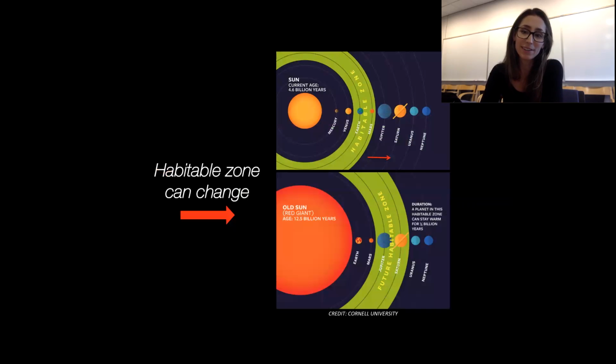Okay, so one of the things is here we are talking about the habitable zone in terms of Mars, Venus, Earth, but our habitable zone will change because our star is going to change. So this is our current sun in the top panel, and it's about 4.5 billion years old. And you can see here in the habitable zone, this is where Earth is, and that's where Mars is. But in another 8 billion years, the sun's going to become a red giant.